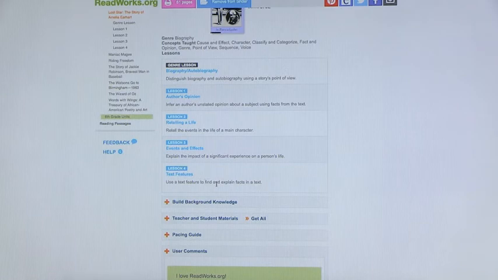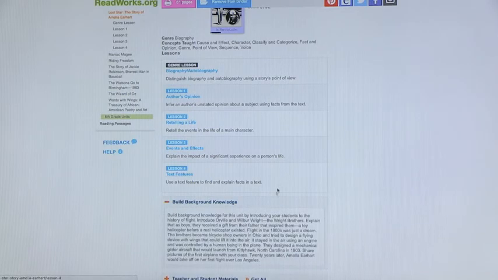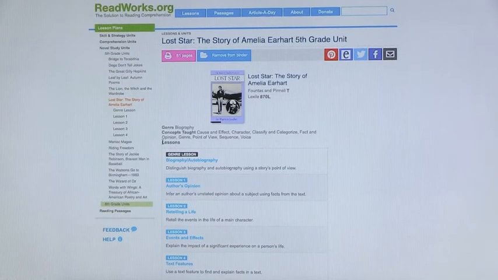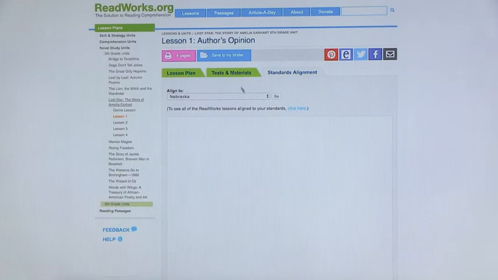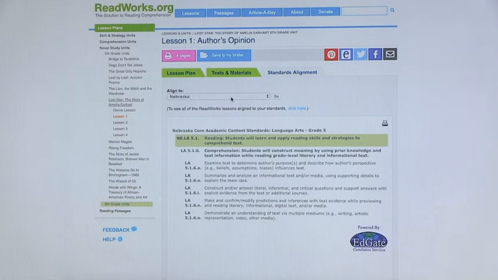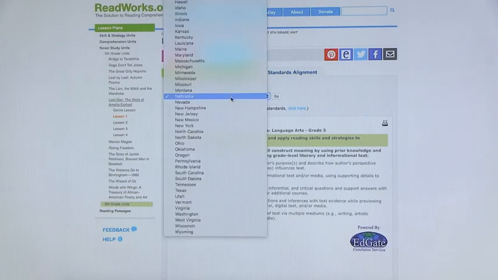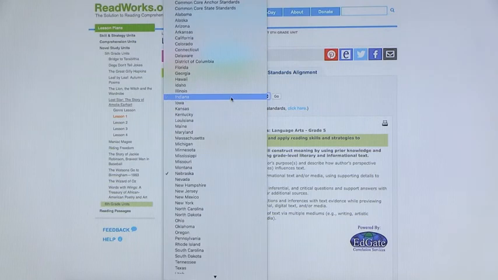So again, you go through the text that you are already reading in your classroom, and then it gives you the resources to really sort of enhance that experience for your students. And again, each of these lessons will show you where it aligns to the standards. Because I'm in Nebraska, I picked Nebraska, but it'll do any state. And depending if your school is using a specific curriculum set, you can align it to that as well.